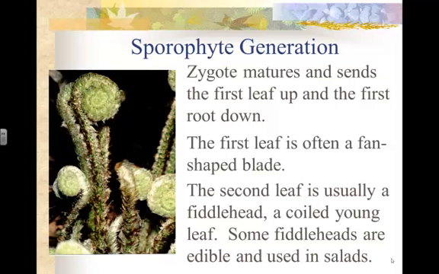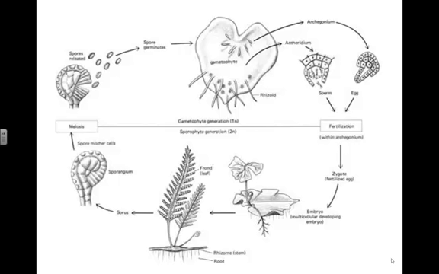And they're called fiddleheads. And you can see, look at the shape of them. They look like the end of a fiddle. And that's how the new leaves of ferns are made. And they're coiled up. Some of the ferns are actually delicacies in salads in some of your high-end restaurants. And here's again showing you the alternation of generations of the life cycle.